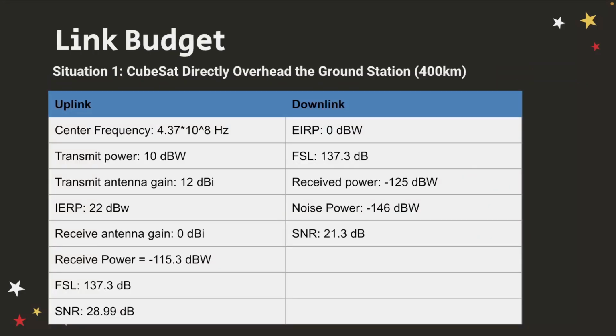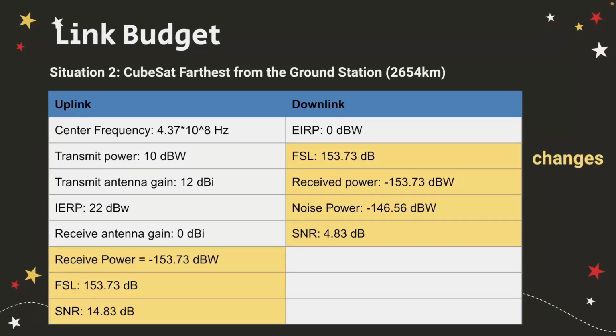Our team thought of 3 different situations where the connections between the CubeSat and the ground station will differ. So we have situation 1 where the CubeSat is directly overhead the ground station, which means that we'll have a pretty strong signal and we have a good connection because it is close to the ground station. And then we have situation 2 where the CubeSat is farthest away from the ground station. We have changes in the connection, and that means that we have a weaker signal.